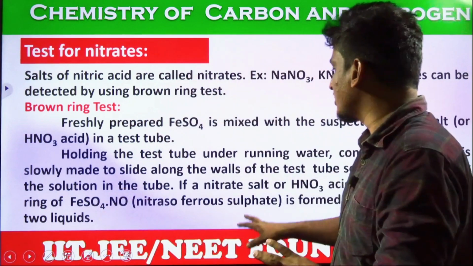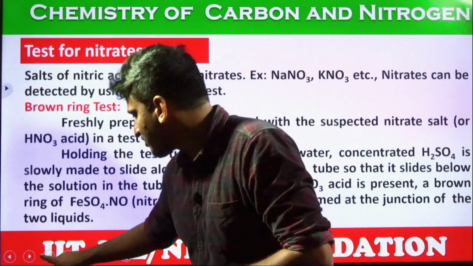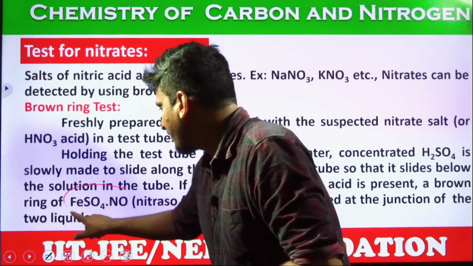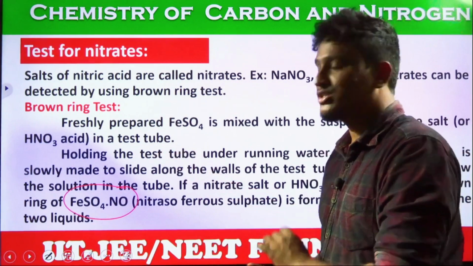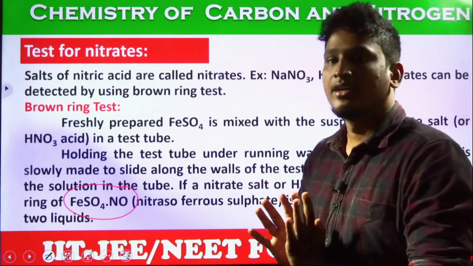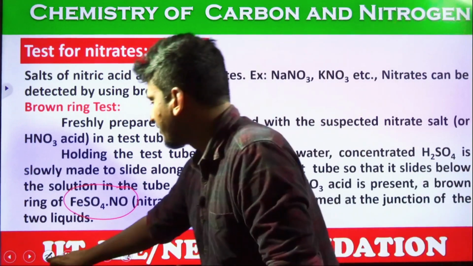I'll show you the reactions. So if nitrate salt or HNO3 is present, a brown ring of this composition forms, students. The brown ring is because of FeSO4.NO. The dot means that one NO molecule is attached to this one ferrous sulfate molecule. Nitroso-ferrous sulfate is the reason the brown ring is formed at the junction of these two liquids.